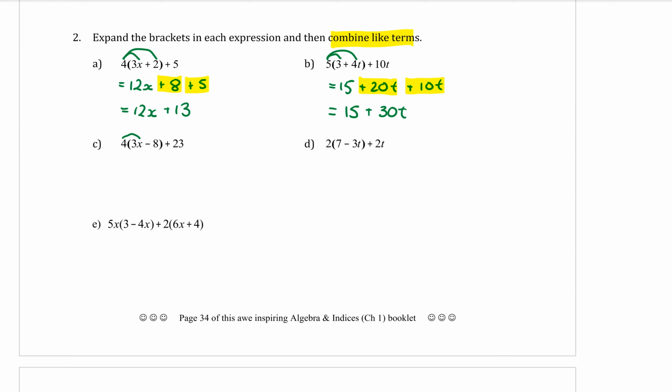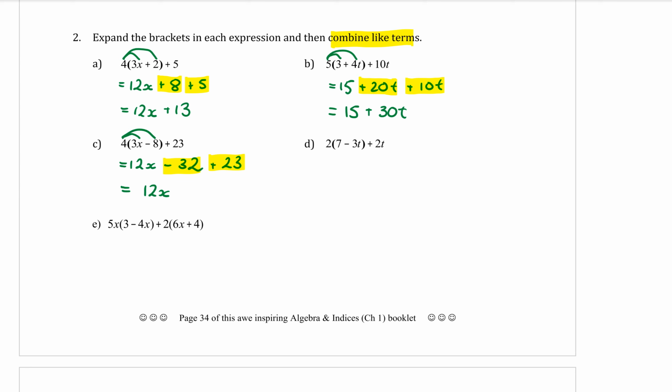4 times 3x. 4 times 3 is 12x. Now a minus sign. 4 times 8 is 32. The 23 is not in the bracket, so write it at the end. Okay, which ones are like terms? Yes, 32 and 23. Those ones, that's right. So the 12x doesn't change. Minus 32 plus 23. Remember, see how I've highlighted the minus sign in front? You've got to know it's a minus 32 plus 23.